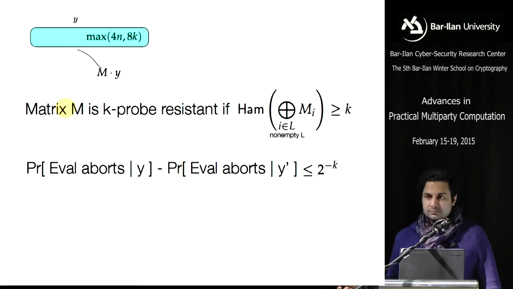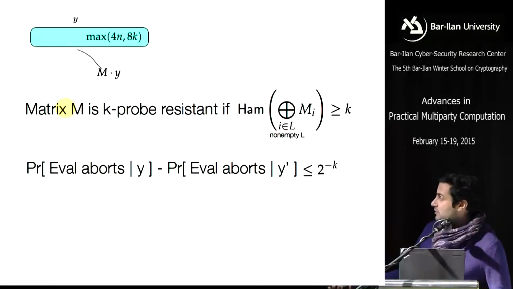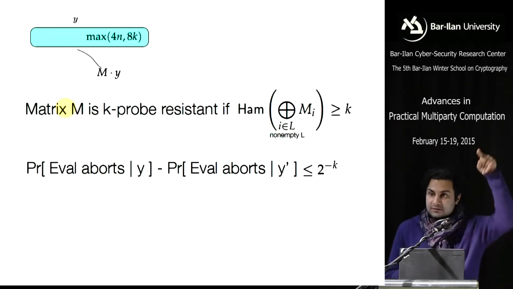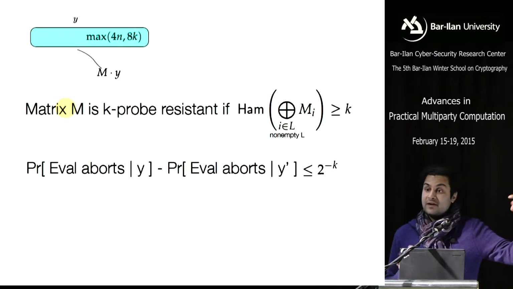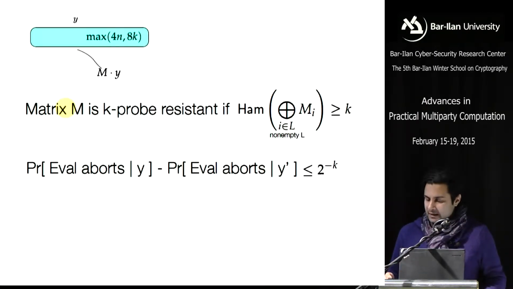Oh, K-probe resistant. So it's just, this is the definition right here. So this matrix is probe resistant if you take any L columns, any set of L columns, and XOR those columns together. Okay, that's going to get you some vector. That vector has to have high Hamming weight, like a high distance kind of thing.